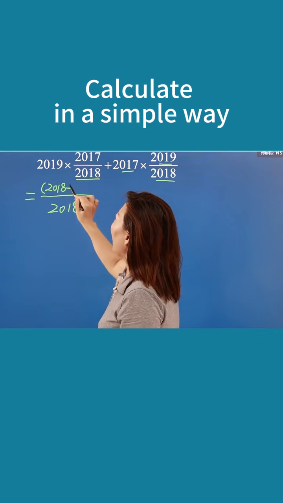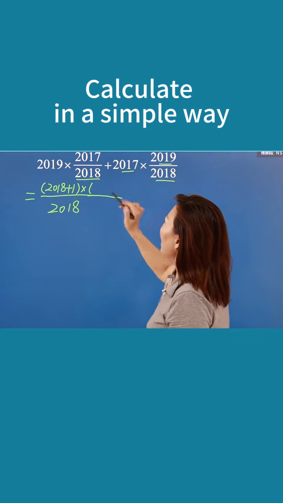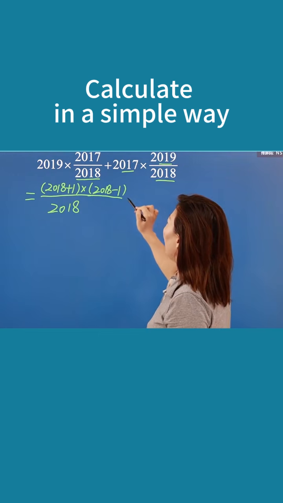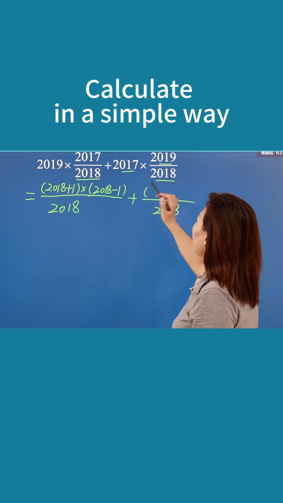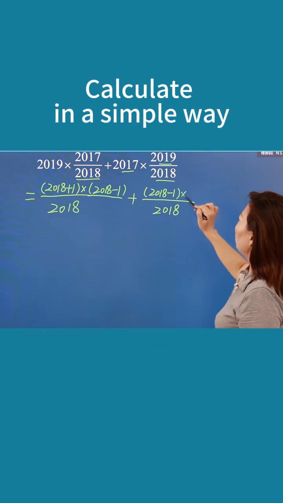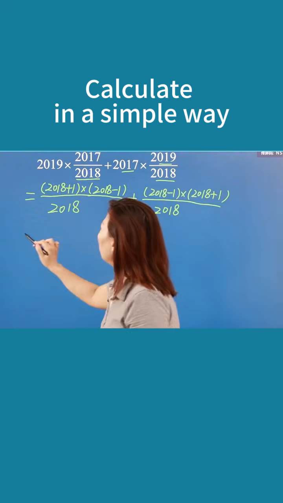Isn't that just 2019? And then multiply it by, in parentheses, 2017, which I can break down into 2018 minus 1. All right, next we add, similarly, isn't it the same over here? 2017 becomes 2018 minus 1, and 2019 becomes 2018 plus 1. So what do we need to use next?